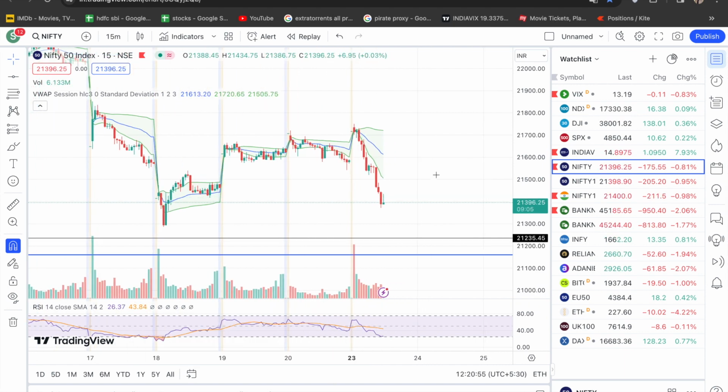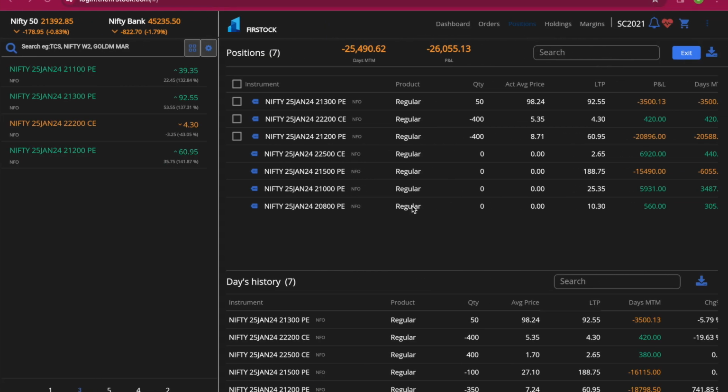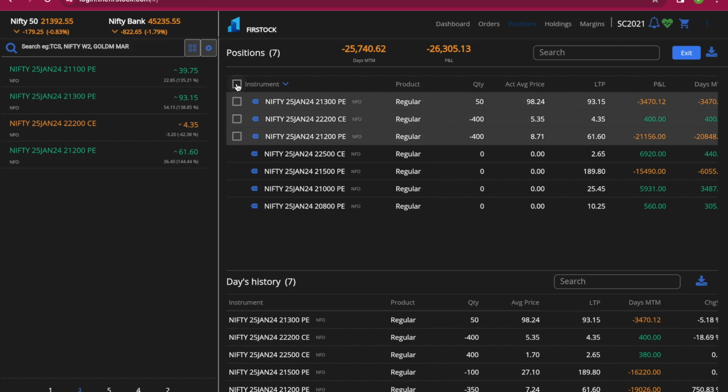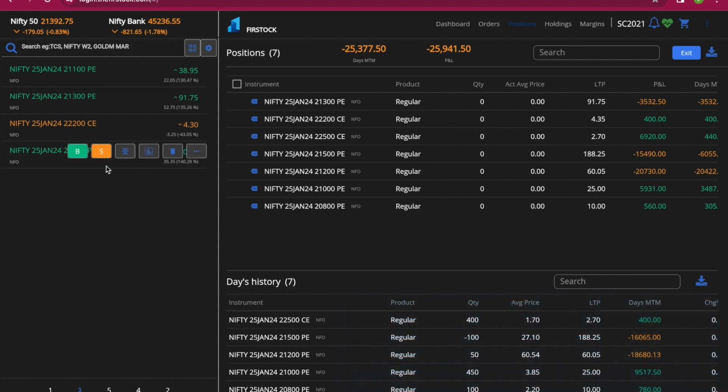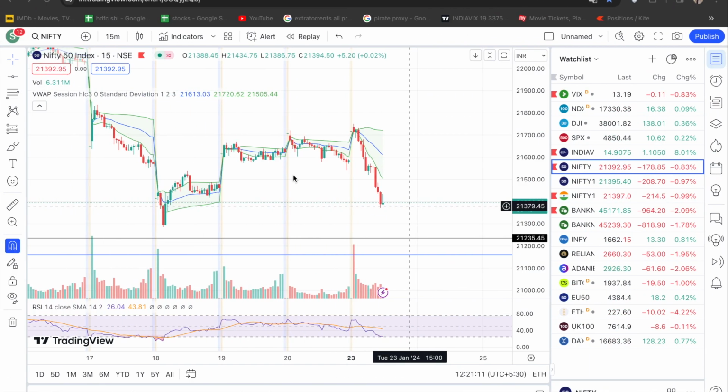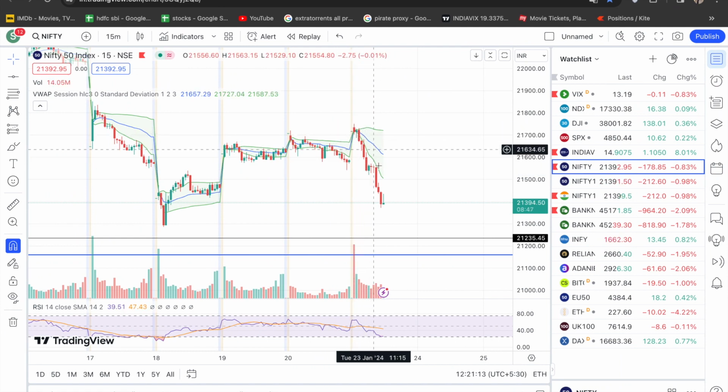Thank you. 23rd of January. So this is again forming a shooting star hammer. What we can do here is probably exit this strategy and start buying options. You can exit this completely. Okay, so we have exited it, and we'll go ahead and buy the options and then decide how the market is moving, and based on that take some decisions.